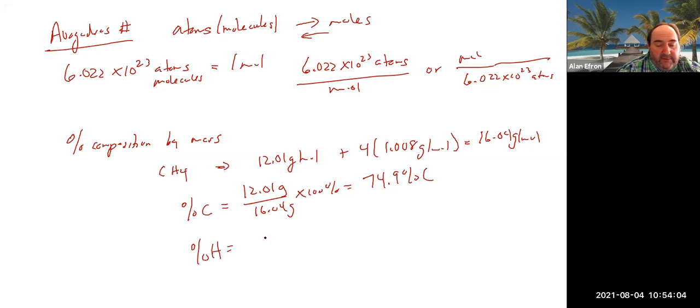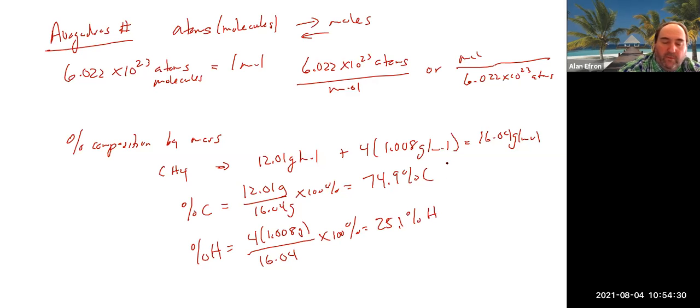We do the same thing for hydrogen. There's 4 hydrogens at 1.008 divided by 16.04 times 100%. And that gives us about 25.1% made up of hydrogen in this particular case. So we could calculate the percent composition by mass of these guys by basically taking the mass of each individual guy we're interested in and dividing by the mass of the entire compound.